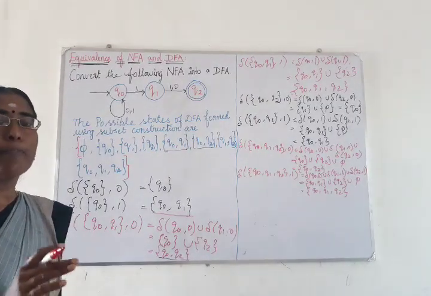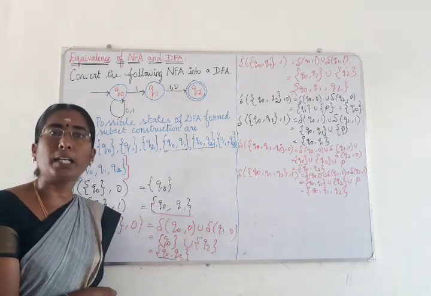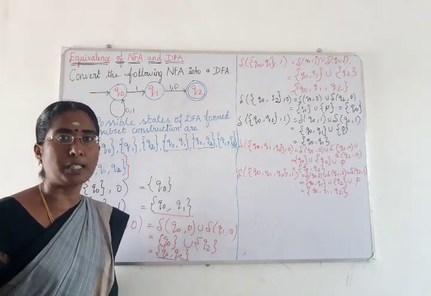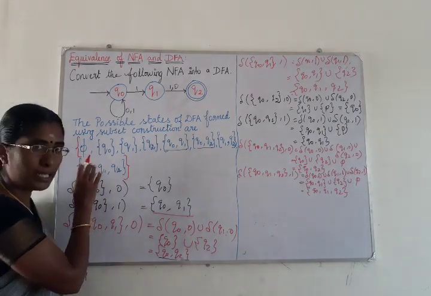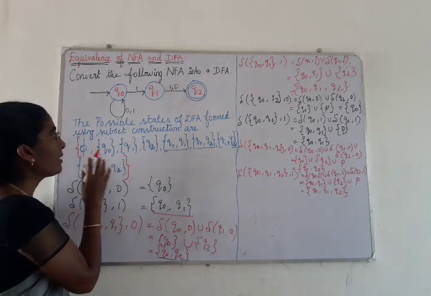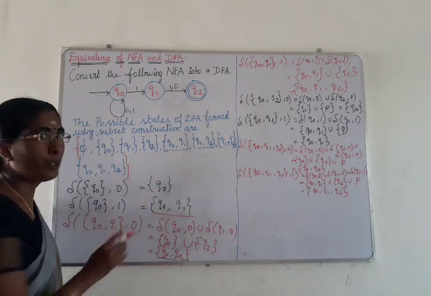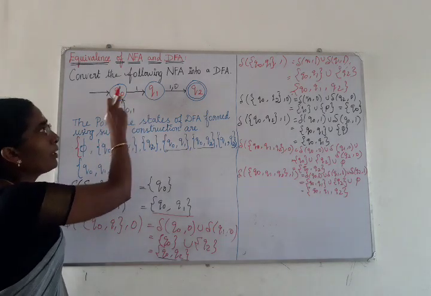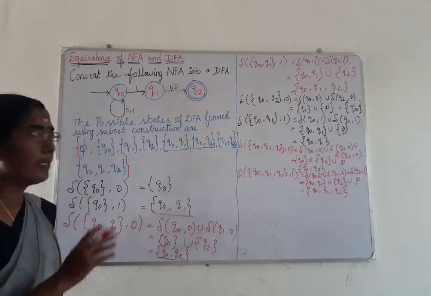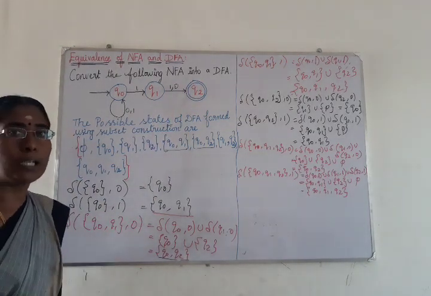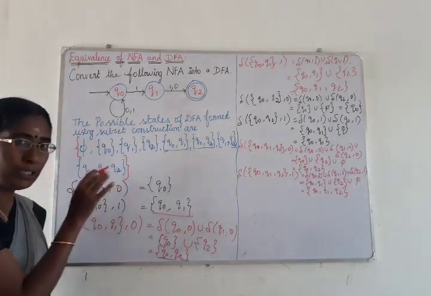Those 8 states can be formed by using subsets. This method is called the subset construction method. This is how we convert an NFA into an equivalent DFA. The states formed by the subsets are: first the empty state, phi; then Q0 alone, Q1, Q2; next the combinations of two states, Q0 Q1, Q0 Q2, and Q1 Q2; and the last state is the combination of all three states, Q0 Q1 Q2. So these are the 8 possible states of the DFA.